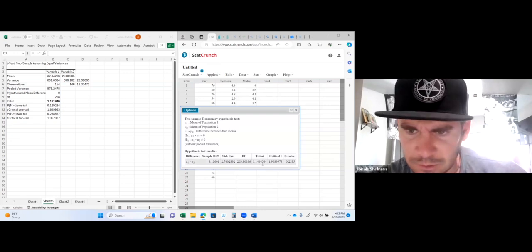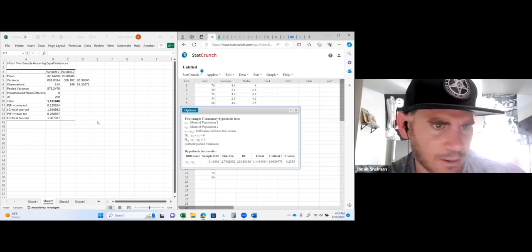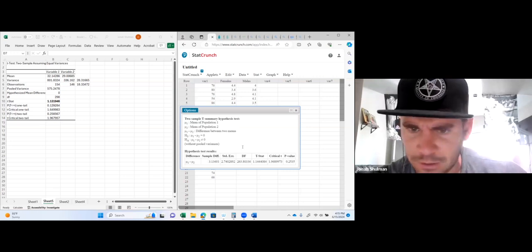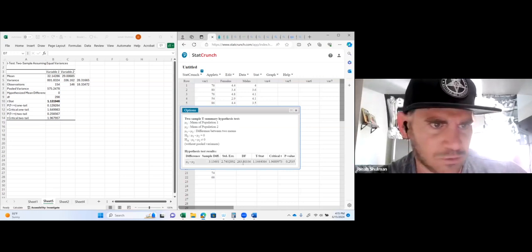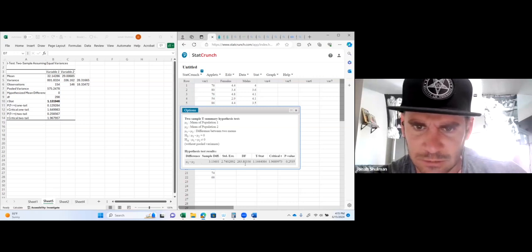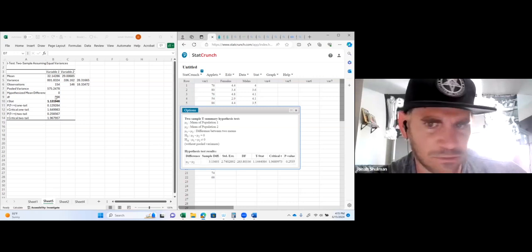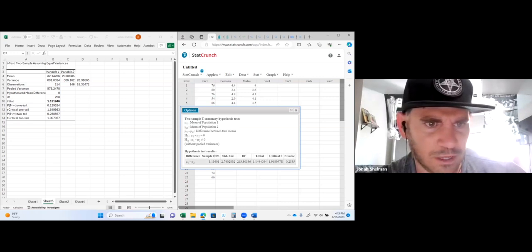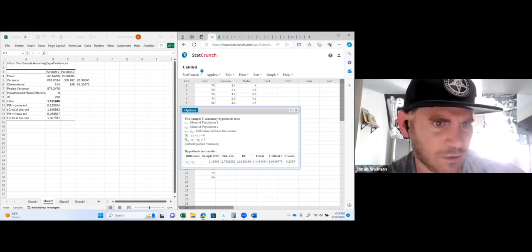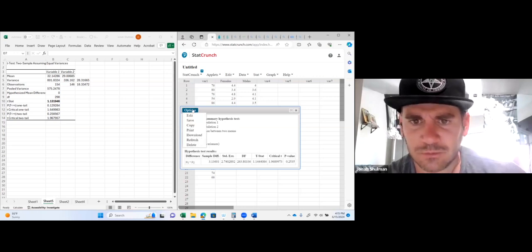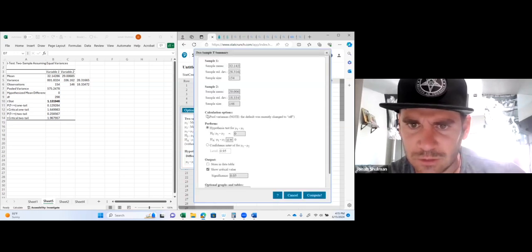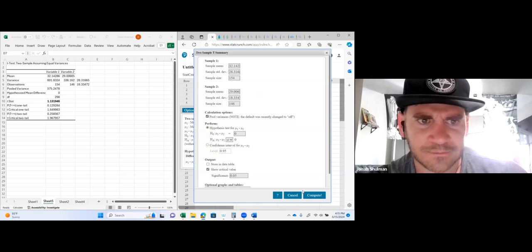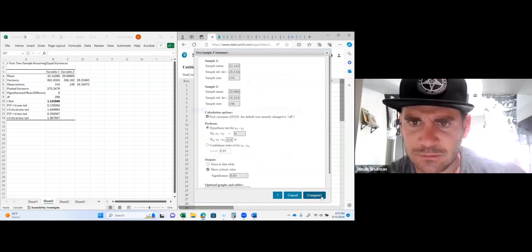Everything's a little bit off, 1.14, 1.13. Degrees of freedom, 263.8, but we know it's 298. 0.2535, 0.258. Everything is pretty close. Let's edit this. Let's see what happens when I pool the variances. It's so weird that when I use the exact value, it still didn't do it.